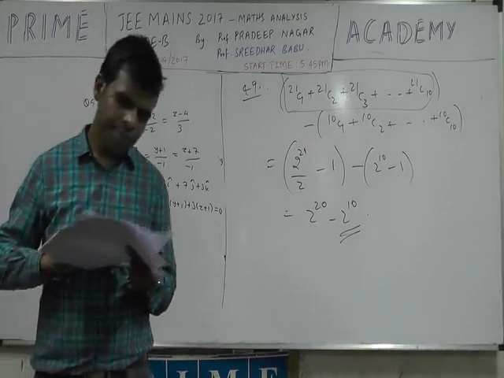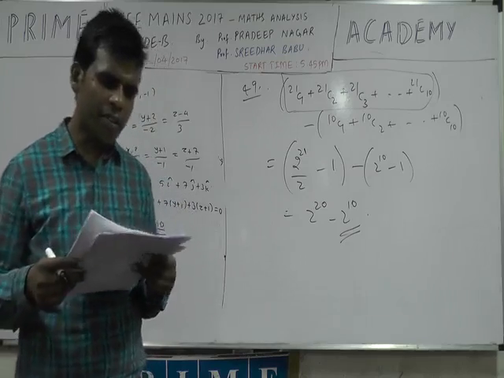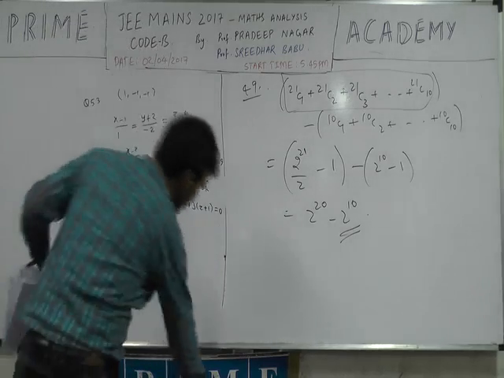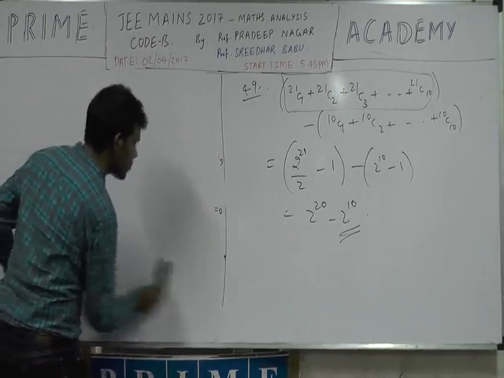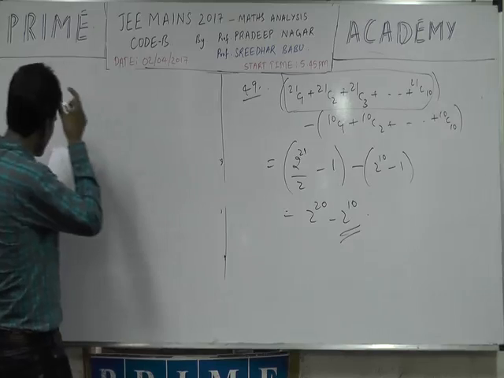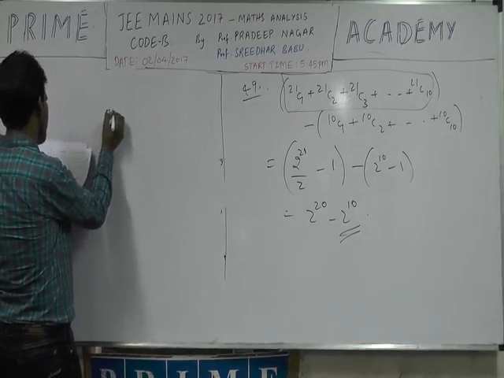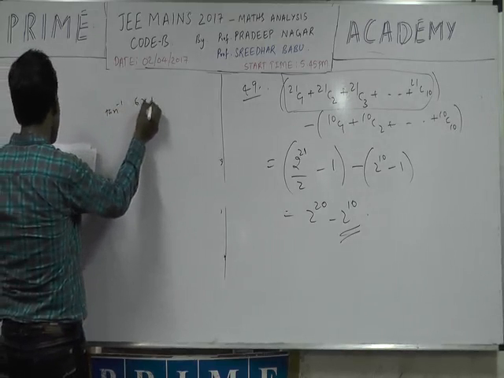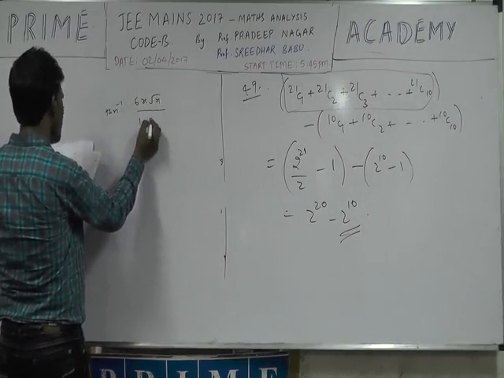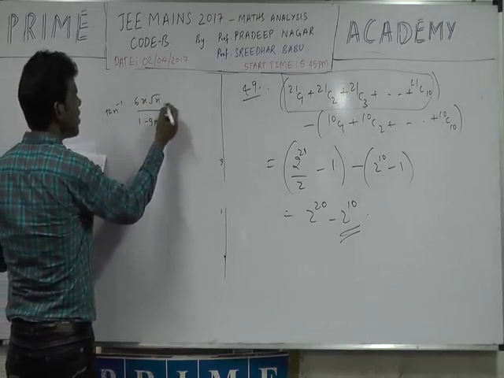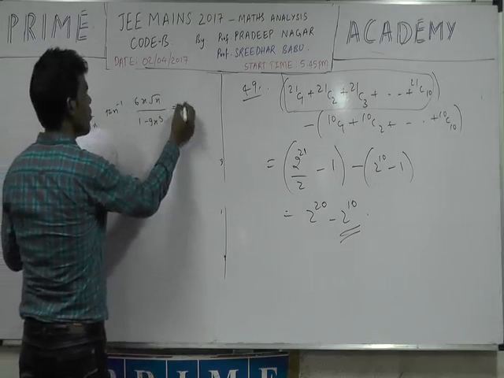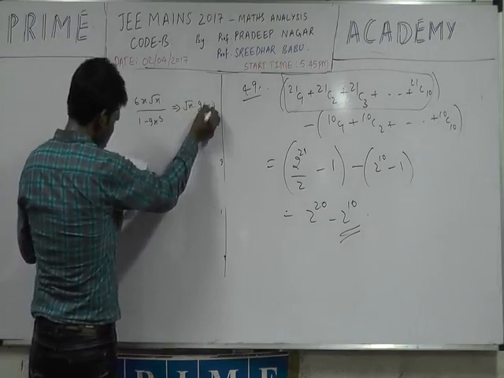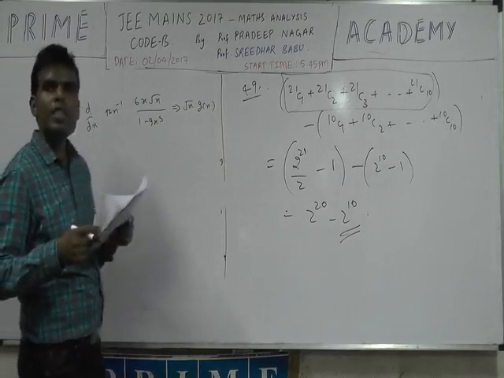Next, question number 54, again a standard question of board. They are asking the derivative of tan inverse of 6x root x upon 1 minus 9x cube, and they have given this derivative as root x g(x), and then they are asking g of x.